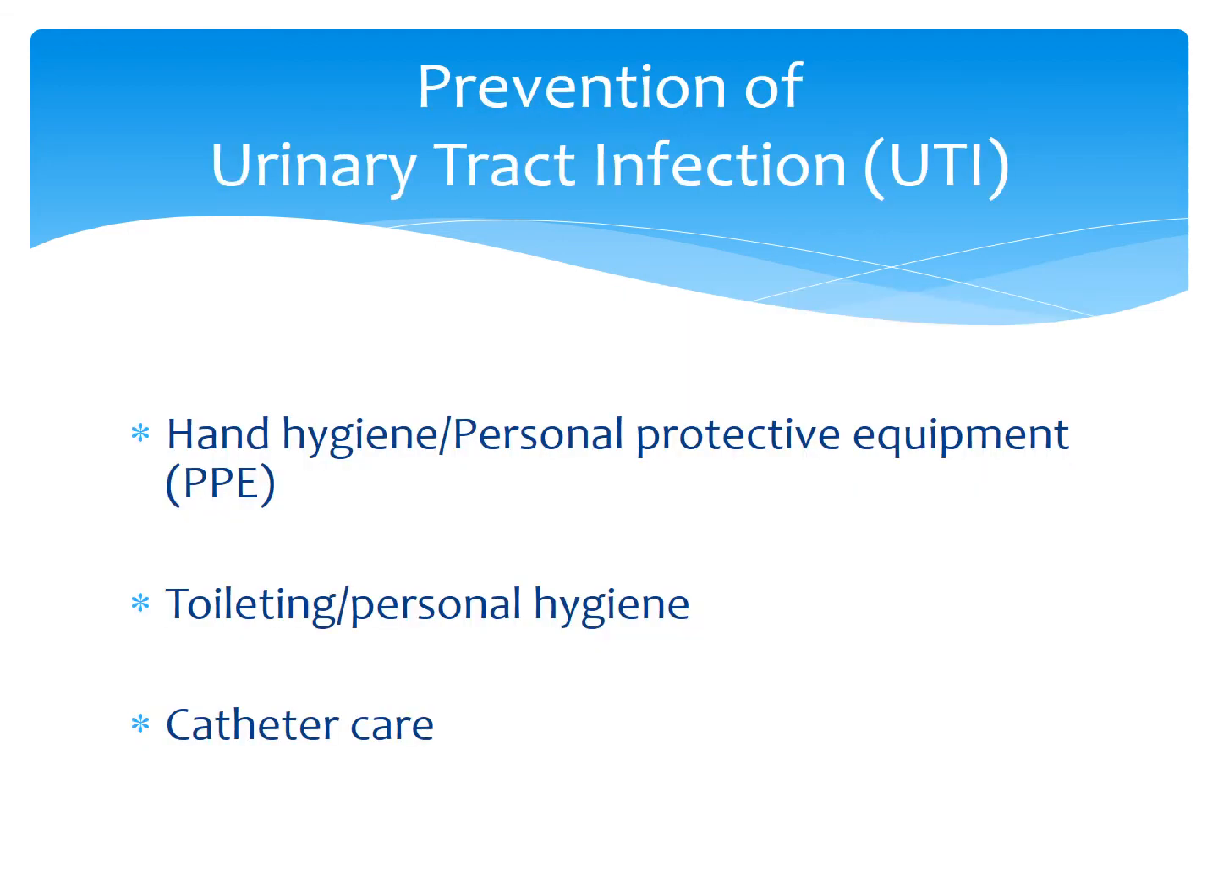There are some simple measures that can be taken to prevent urinary tract infections: hand hygiene, the use of personal protective equipment, toileting and personal hygiene practices for the residents, and catheter care of both residents and staff.